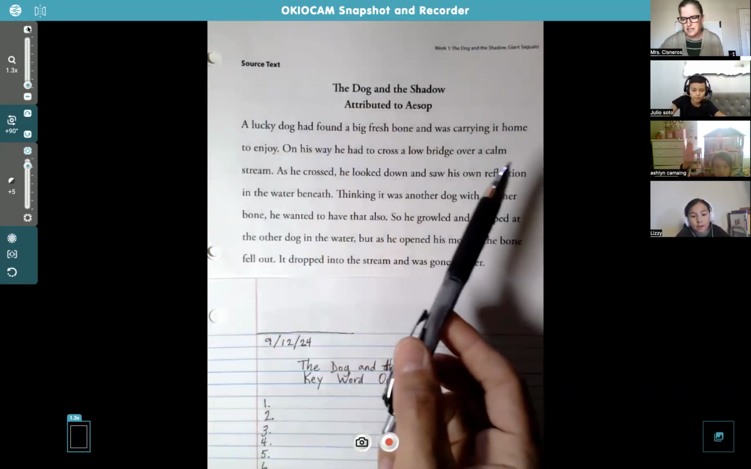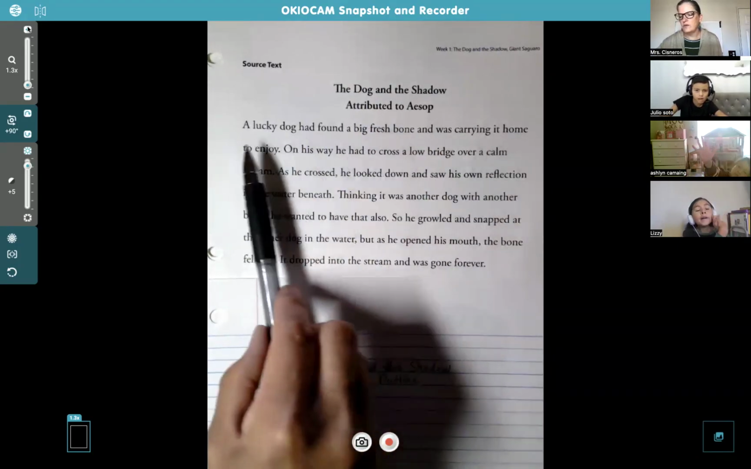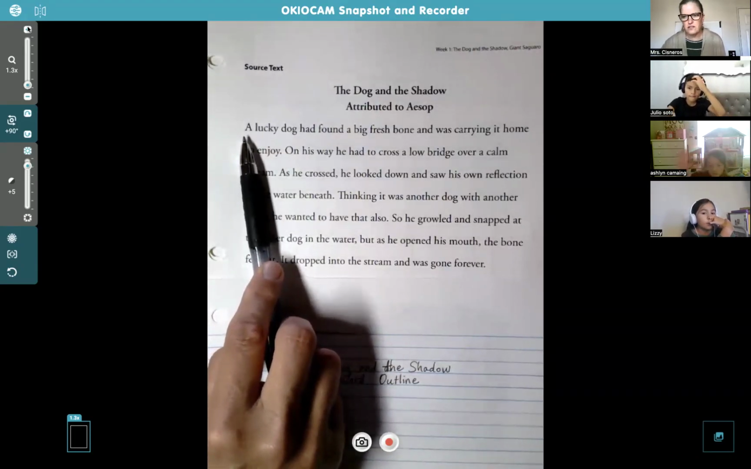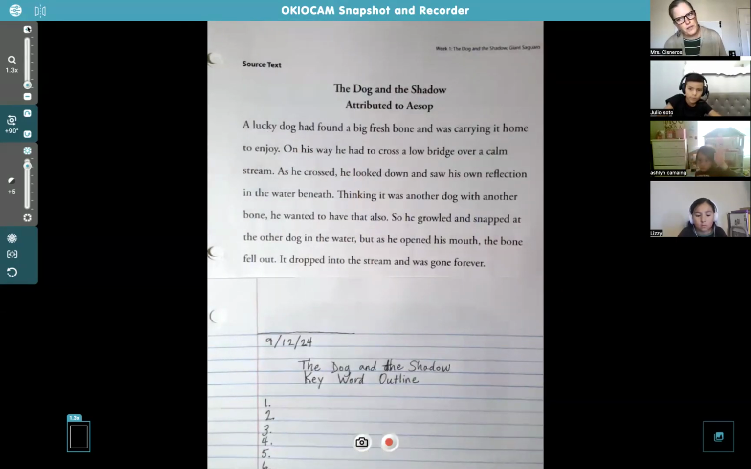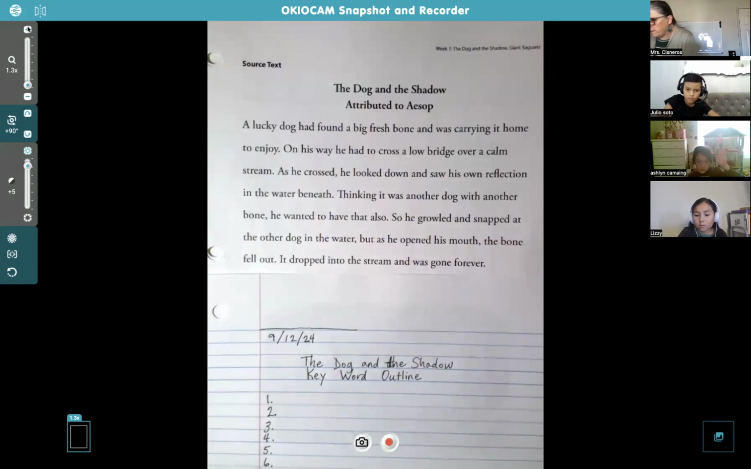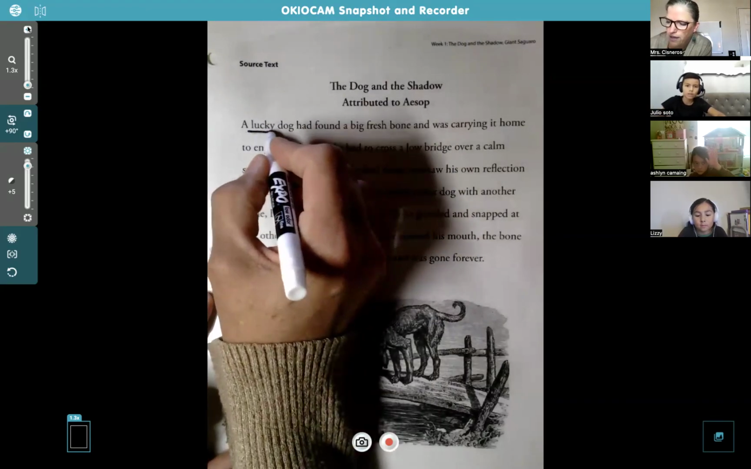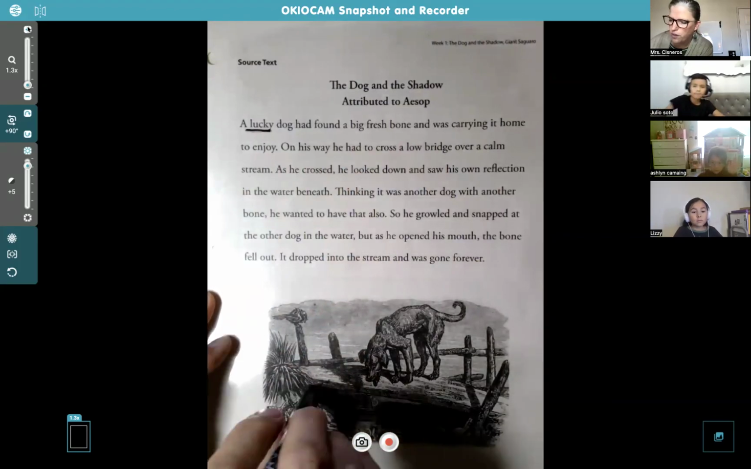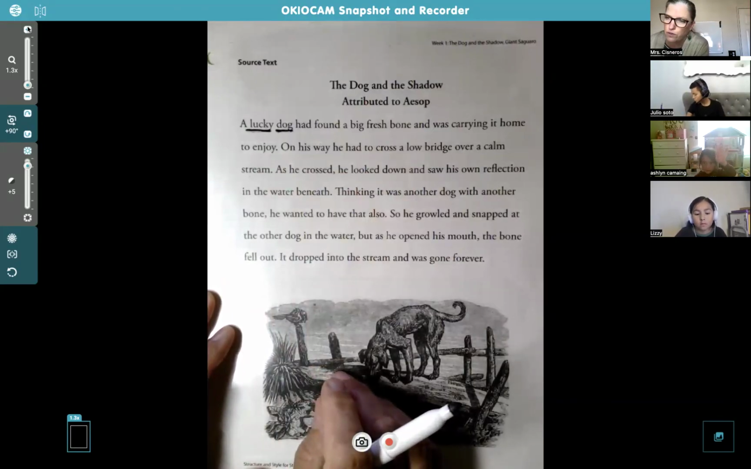Okay, so the first sentence says, a lucky dog had found a big fresh bone and was carrying it home to enjoy. Well, I know the word a, that's not a key word. That's just a little article, just a little filler word that we need. Lucky, that could be a key word because it's describing the doggy, right? We know that the doggy is a lucky doggy. So for now, we're going to underline that. Go ahead and underline lucky. I know you don't have yours with you, Lizzie, so you can just watch this part. And dog, that's definitely a key word because that tells us who we're talking about, right?